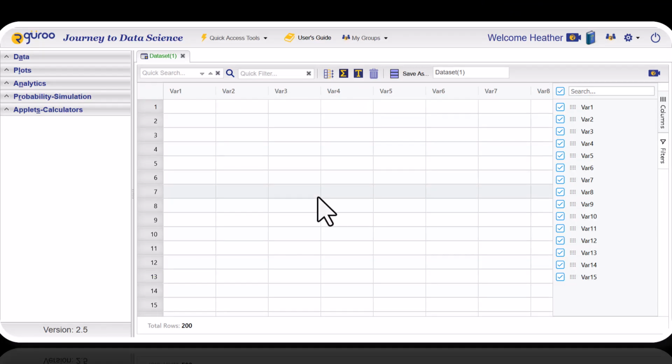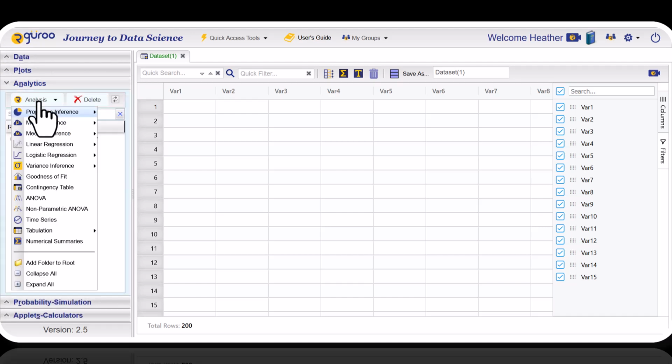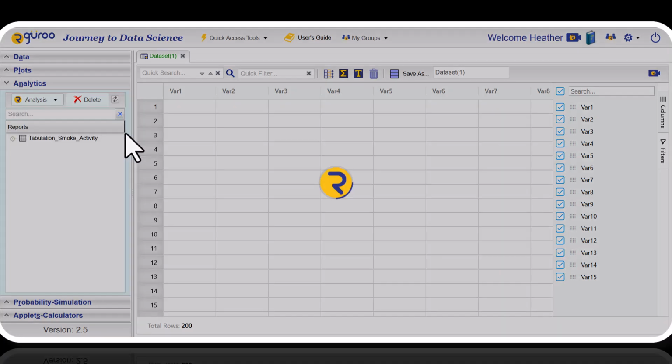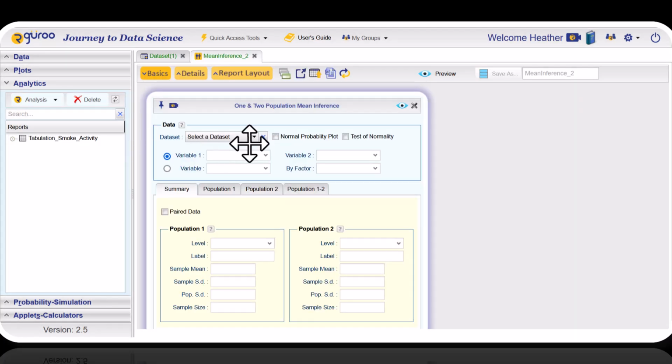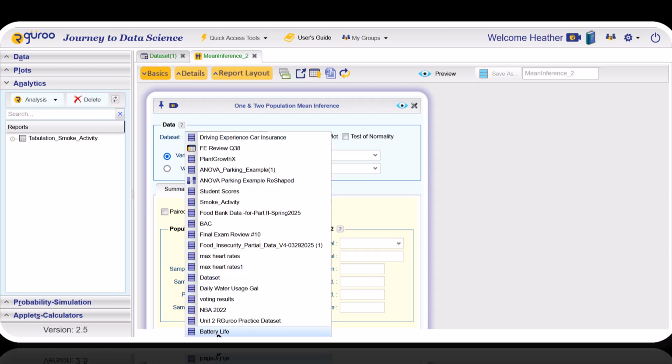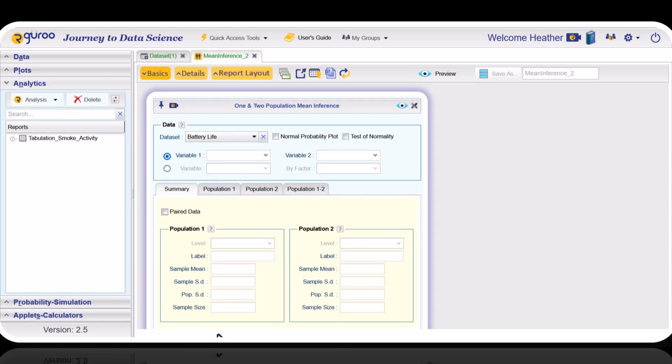So when you log into RGuroo, the screen should look something like this. We're going to come over here to the accordion menu. We're going to select Analytics and Analysis. Then we're going to go to Mean Inference and select 1 and 2 populations. This time we are going to use a data set. So we're going to select from our data set, and the name of the data set is called Battery Life.